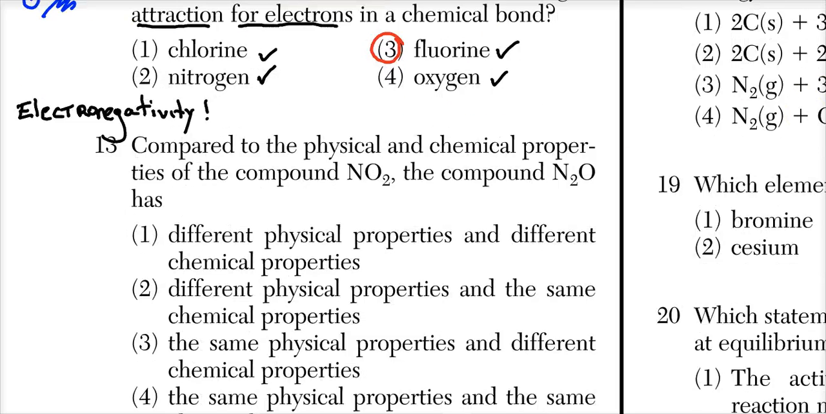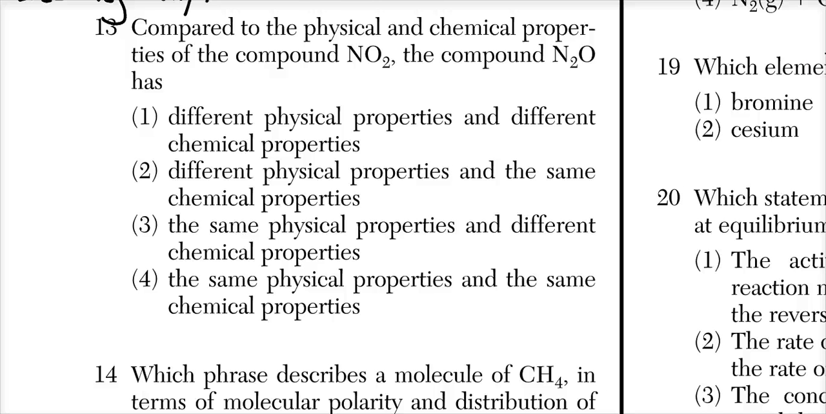So number 13. Compared to the physical and chemical properties of NO2, N2O has, well, the first thing I realize is that I have a different chemical formula. Compounds differ because of the different ratios. Now, both of these compounds are made up of nitrogen and oxygen, so there is definitely some similarities between them. But the ratio of atoms from one to the other will change the properties. So these are different compounds, different chemical formulas, different ratio. This is a 1-2. This is a 2-1. So these different ratios will give different properties.